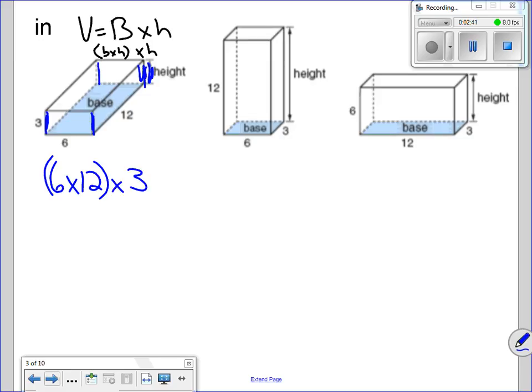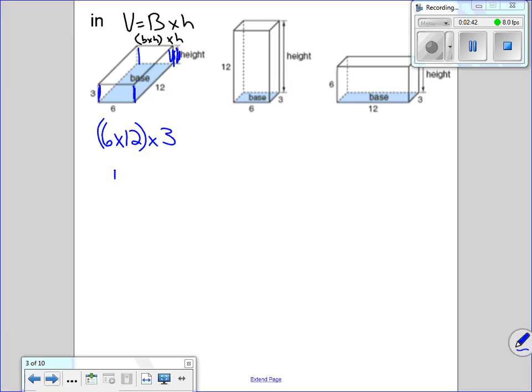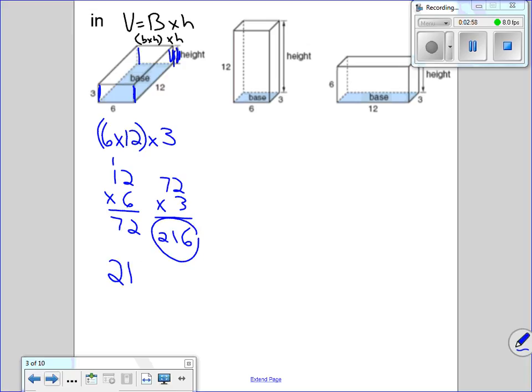So how do we figure this out? 12 times 6 is 72. Then we're going to go 72 times 3. We have a 6, 216. This shape right here has a volume of 216 inches cubed. It's not squared. Cubed. Think three-dimensional shape for cubed.